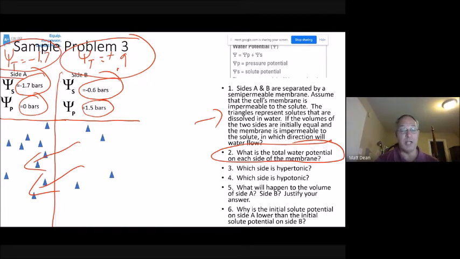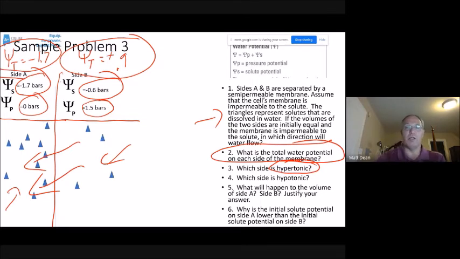Which side is hypertonic? Remember that hypertonic means more solutes, higher solute concentration. Well, that's side A, more solutes. Side B is hypotonic. It has less solutes, a lower solute concentration than what we're comparing it to, which is side A. What will happen to the volume of side A?